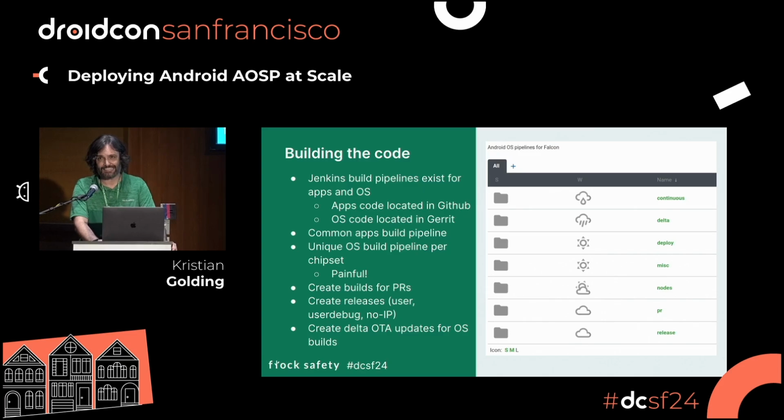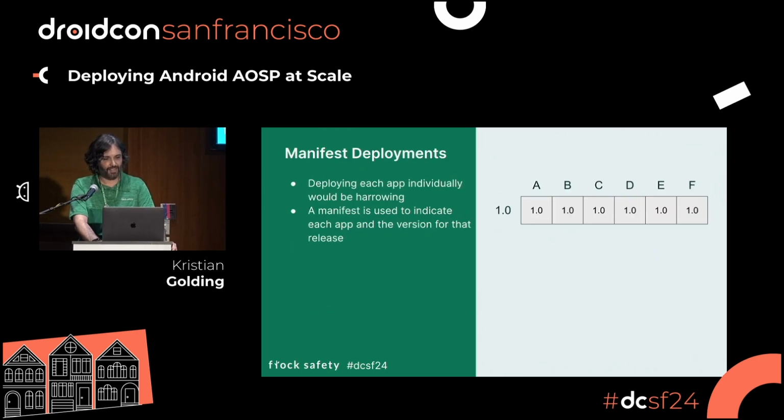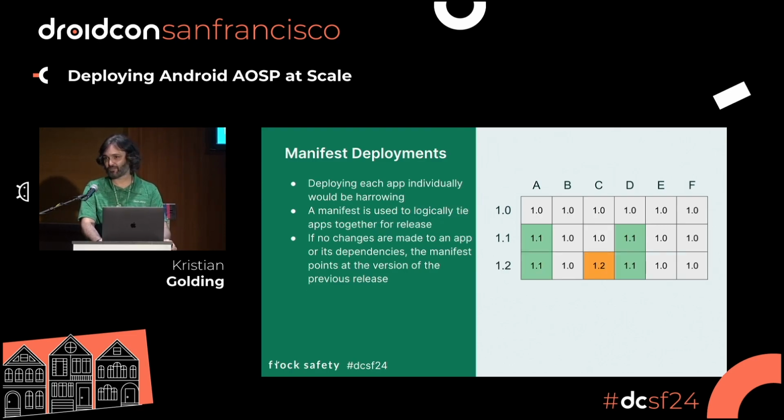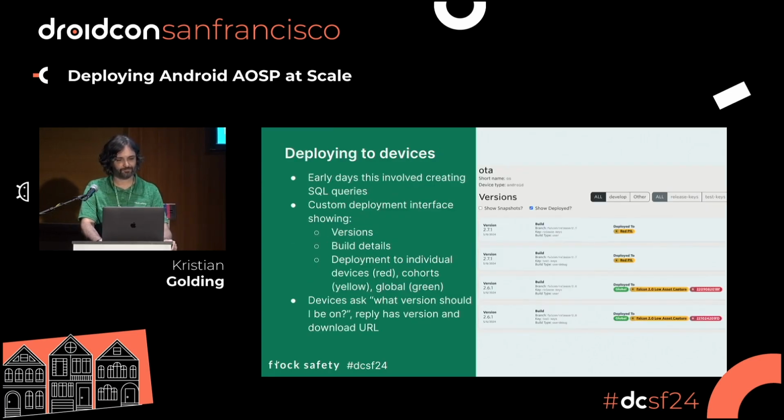Instead of sending a 700 megabyte OS build out to the ether, we can reduce it to like 50 megabytes. We don't want to deploy 20 applications separately. That would be harrowing. So we use a manifest to say, hey, 1.0 includes these versions of apps, and we deploy them all together. If no changes are made to an app, it still refers to the previous version, but apps A and D here got 1.1, so we call that manifest version 1.1. C was upgraded to 1.2, so we call that manifest version 1.2, and so on and so forth.